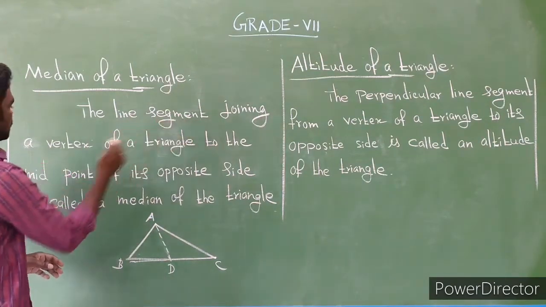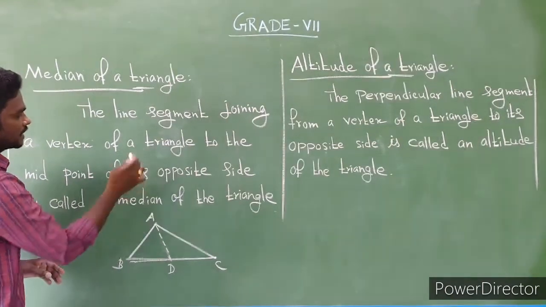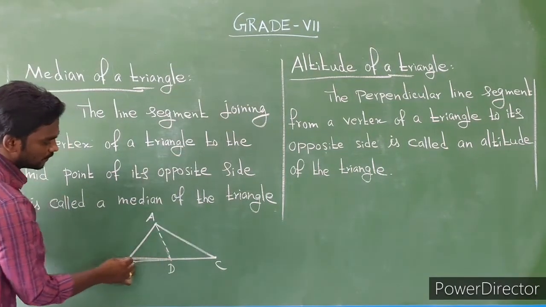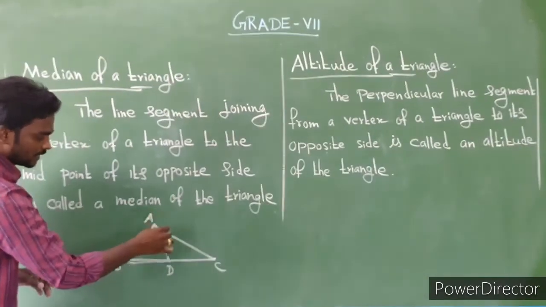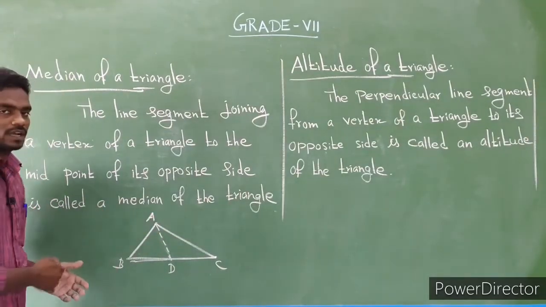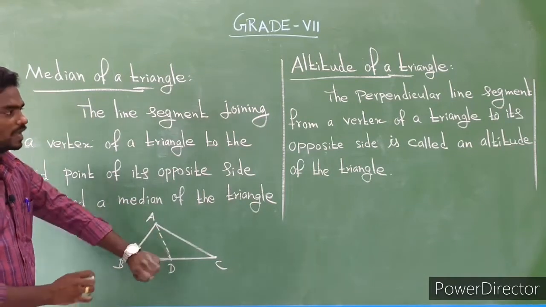The line segment joining a vertex of a triangle to the midpoint of its opposite side is called the median of a triangle. So here, line segment AD is the median of the triangle.